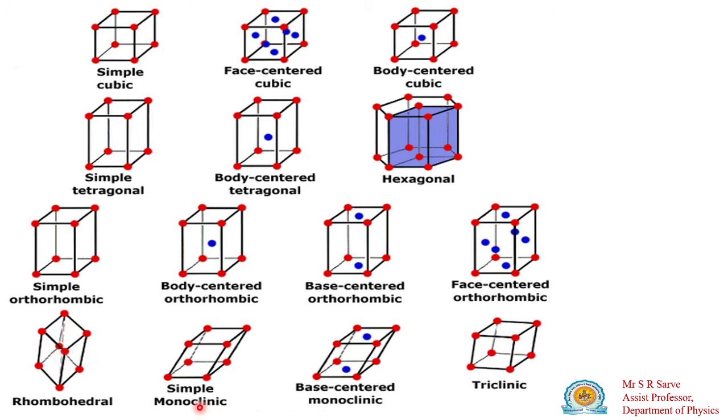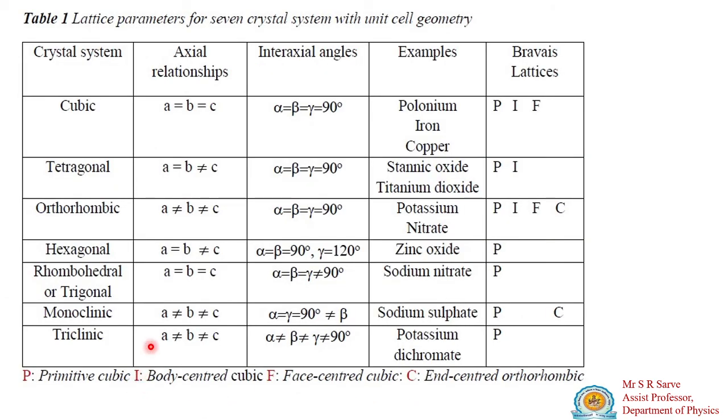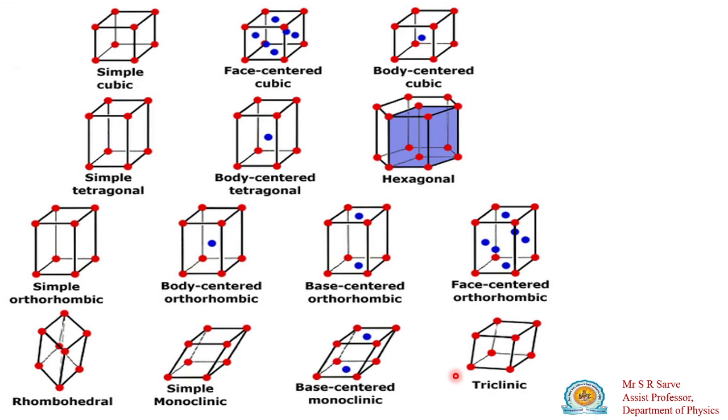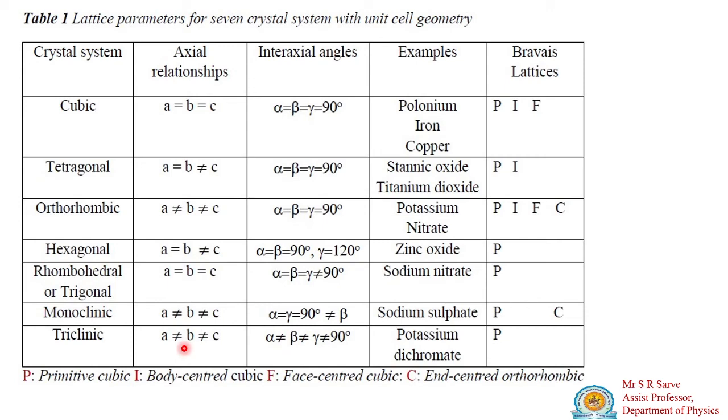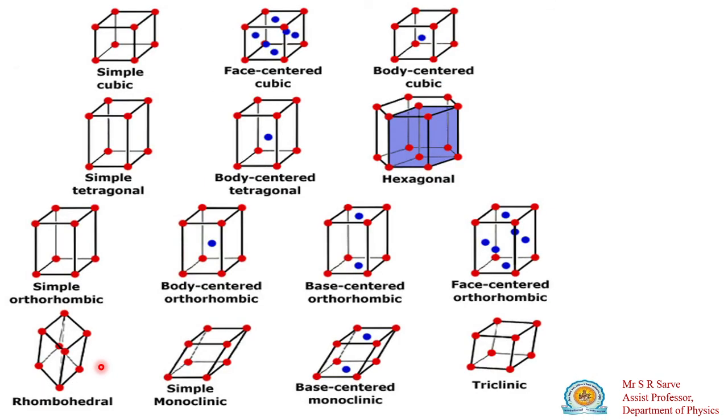Then monoclinic. Monoclinic exists in simple and base centered form. Monoclinic means all sides are different, and two angles are 90 degrees and the third angle is different. Next one is triclinic. Triclinic exists in simple triclinic form. All sides are different and all angles are different, then it is known as triclinic. Potassium dichromate exists in a triclinic form. So this is about the different Bravais lattices.